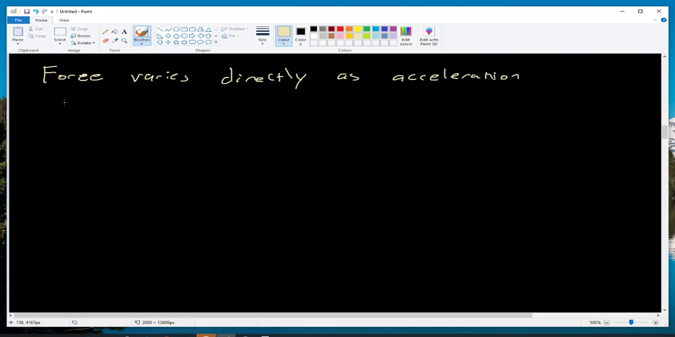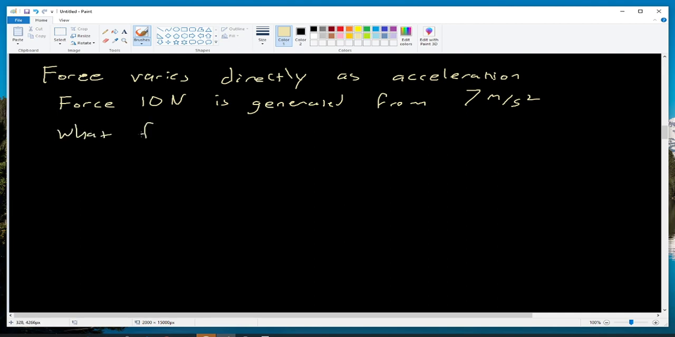We'll say if the force is 10 newtons, it comes from an acceleration of 7 meters per second squared. So a force of 10 newtons is generated from 7 meters per second squared. Then we want to know what force will be generated from 8 meters per second squared. Sorry, I said meters per second. Meters per second squared is the acceleration unit.